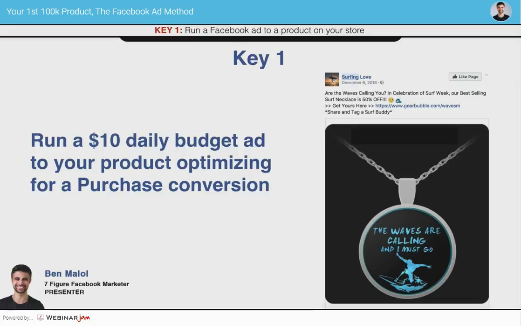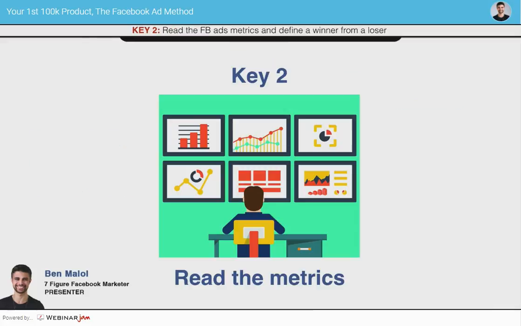Okay, now I know a lot of you probably already know what a purchase conversion is, but if you don't know what it is, it's basically you can optimize for people to take a specific action on your store. So you can do that with Facebook ads. That's why it's so powerful. So you can optimize your ad for purchases, and then Facebook will show your ad to mostly people that buy. Okay, so you run a $10 daily budget ad to your product and you optimize for purchase.